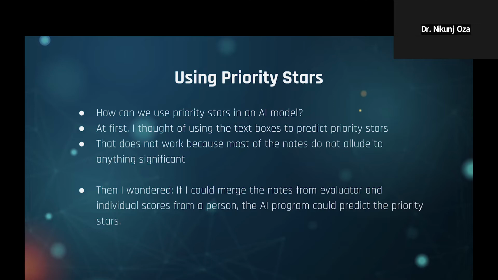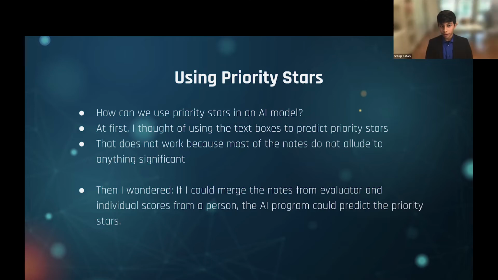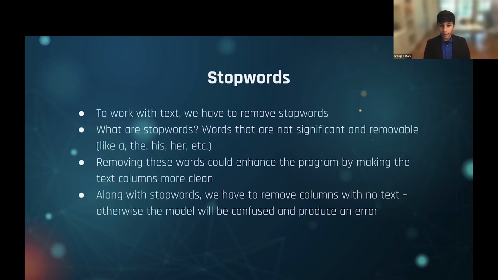But then I hit a roadblock, which is stop words. To work with text, we have to remove stop words, but what even are they? They're words that are not significant and removable, like a, the, his, her, etc. Removing these words could enhance the program by making the text columns cleaner. And along with stop words, we have to remove columns with no text. Otherwise, the model will be confused and then produce an error.